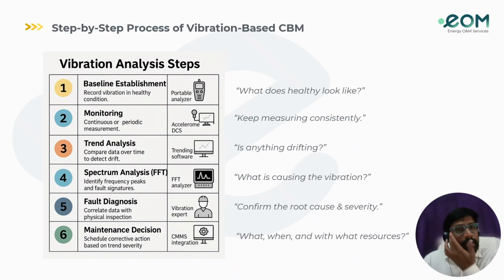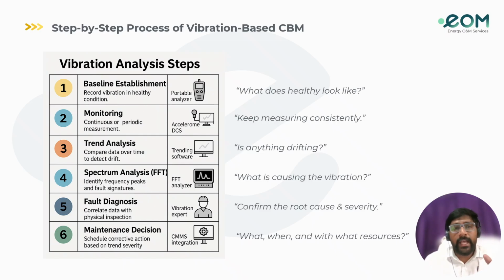For example, take a 500 kilowatt pump at 1500 RPM. The baseline values are 2.3 mm per second RMS value, when no bearing bands are observed. In week 6, the RMS value increased to 4.1 mm per second, and here a misalignment is suspected, and the action suggested is laser alignment, and also the soft foot is corrected to 0.12 mm.